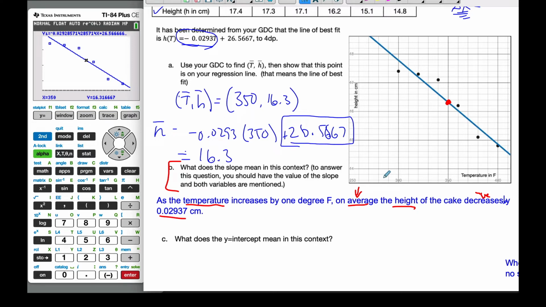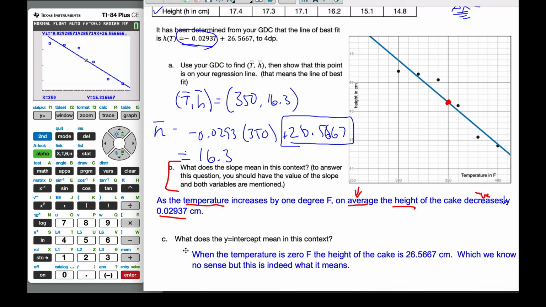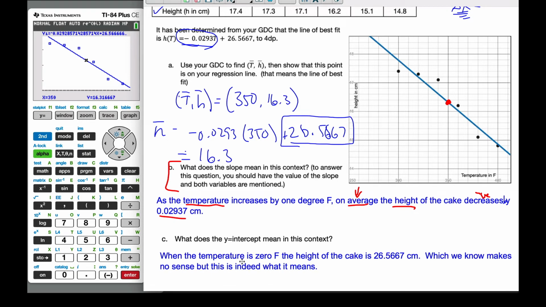And that means when the temperature is 0 degrees Fahrenheit, the height of the cake is 26.5 centimeters, which we know makes no sense. A temperature of 0 Fahrenheit is actually about negative 32 degrees Celsius, so you're not going to get the cake to cook at all. So we know it makes no sense, but graphically and algebraically, that's what this would actually mean.